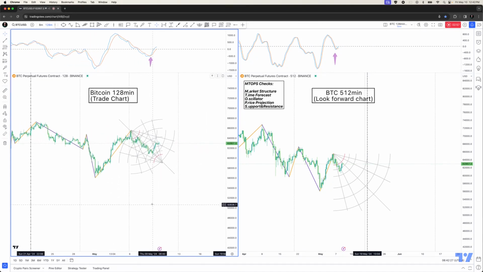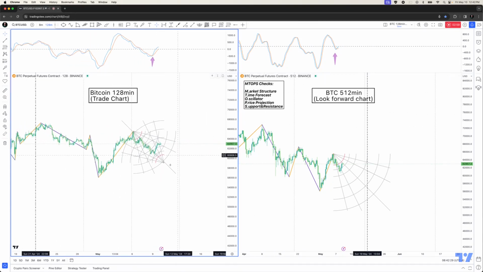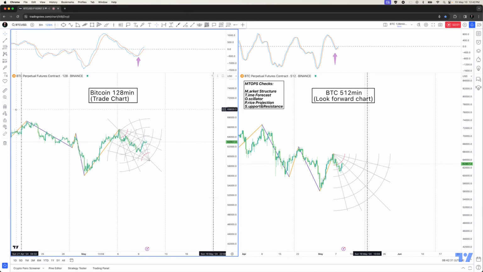Okay, so where are we from a market structure perspective? So let's get into MTOPS over here. All right, so turning point 1, 2, 3, 4, 5, 6 is what we're looking at. 6 has got a good position because 7, 8, 9, 10 will form within this range, and that's very good. That's what we're looking for over here, correct market structure. So it definitely passes that.